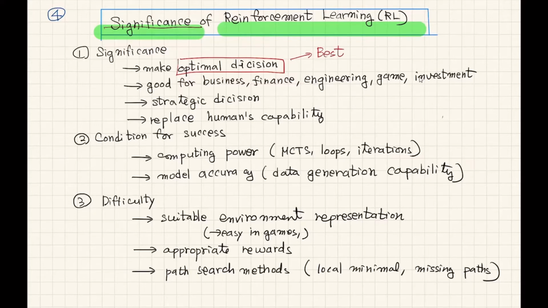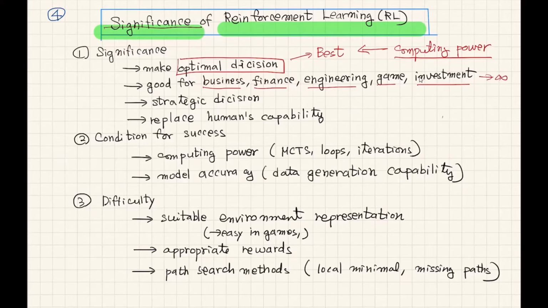Of course, the requirement is computing power, because it is based on the deep neural network. There will be a lot of computation of matrices, nonlinear functions, and differentiations. But also, to make the best decision, it will try many different cases. There will be a lot of iterations during reinforcement learning, so because of that, we need computing power. And also, it is good for business, finance, engineering, games, and investment. There is no limit.